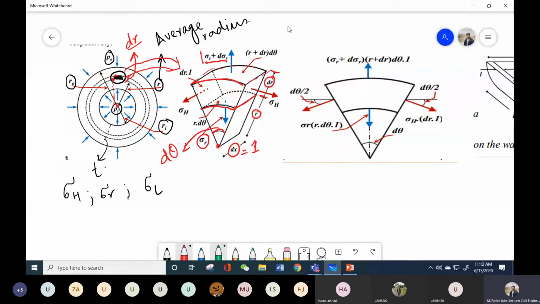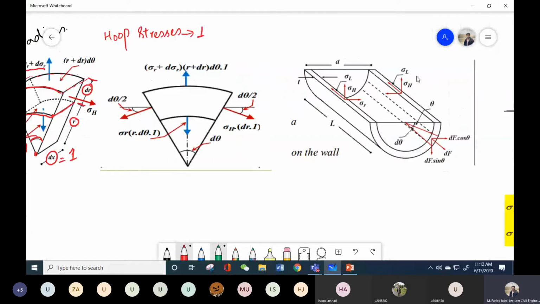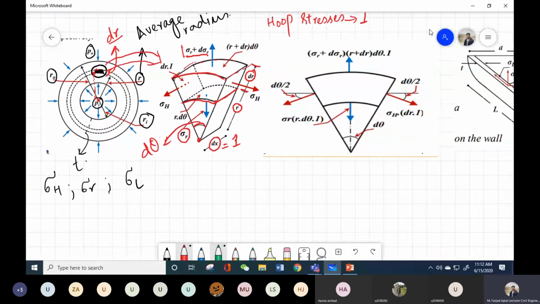And hoop stresses, if you remember, act perpendicular to the cross section. I will show you the previous picture from this figure. If you remember, these were our hoop stresses if we cut a cross section, and the hoop stresses are acting directly perpendicular to the thickness of the cylinder, or to the cross section if you cut it lengthwise. Similarly, in this case, the hoop stresses should act perpendicular.